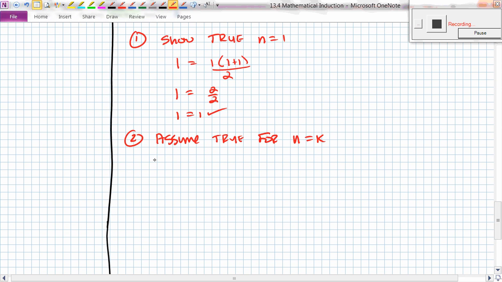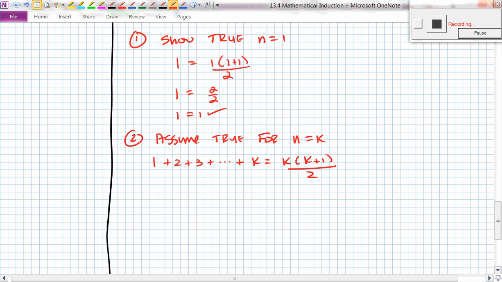So what does it look like? It looks like 1 plus 2 plus 3 plus yada yada yada plus n is equal to, oh my gosh, it is late in the day. Sorry, k. K times k plus 1 over 2. Sorry about that, team.